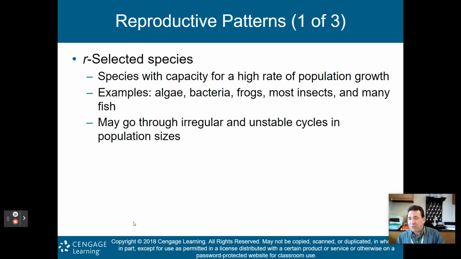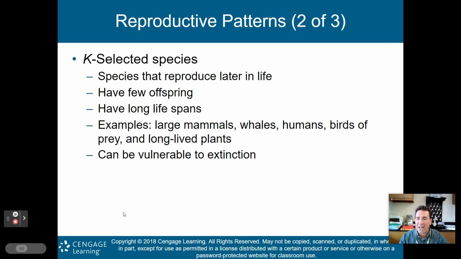So we have to talk now about two different types of species. We talked about J curves and S curves. We're now going to talk about R-selected and K-selected species. R-selected species are species with a capacity for high rate of population growth. These are going to be algae, bacteria, frogs, insects, many fish. They may go through irregular and unstable cycles in their population size because they just have a high rate of population growth.